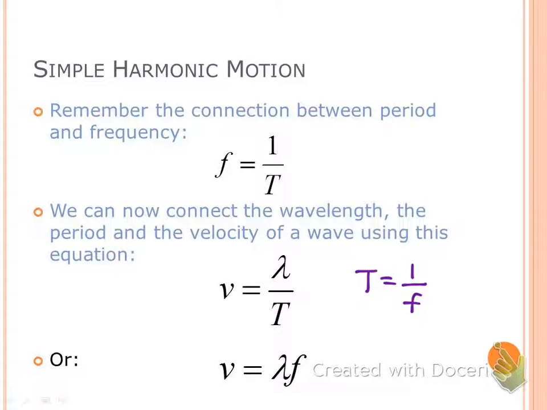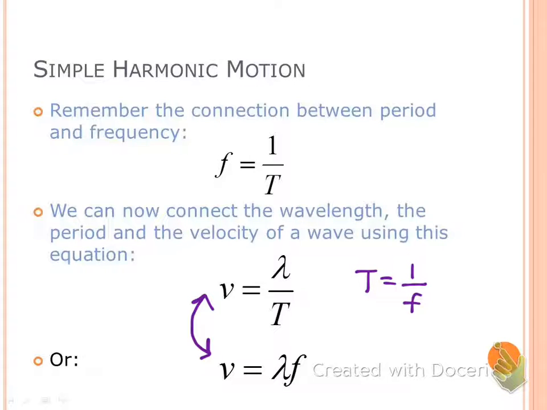Okay, and this is an alternate equation for this same situation, essentially. Since we know T is equal to 1 over frequency, we can plug that in here, which would give us this equation. So wavelength times frequency. Either of these two things would give us the velocity of that wave. Okay, how fast it is moving.